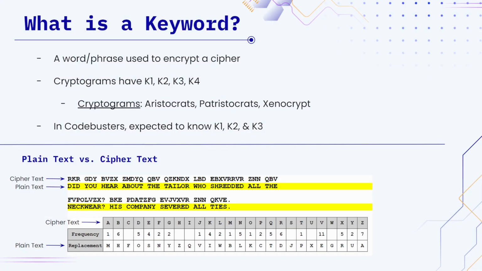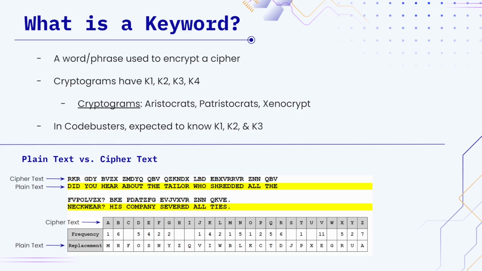A keyword is pretty much just a phrase or a word that is used to encrypt any cipher. They can be used in a lot of different things, such as the Porta cipher or also the Fractionated Morse cipher. But for this video, I'm going to talk specifically about cryptograms. You should understand the term cryptograms. It means basically just Aristocrats, Patristocrats, and Xenocrypts. All of those are pretty similar. They're encoded and decoded in the same ways, and they're all considered cryptograms.